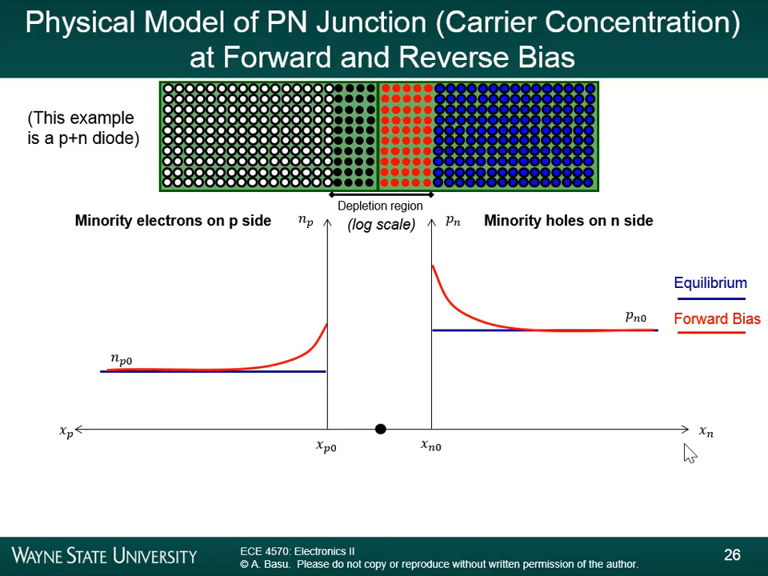Exactly. So just picture this. This is plotting the hole concentration on the N side. This is plotting the electron concentration on the P side. So what's happening is holes are dumping over from this side to this side. We're enhancing diffusion, so more holes are dumping over to this side. What happens when the holes dump over to this side? They recombine.